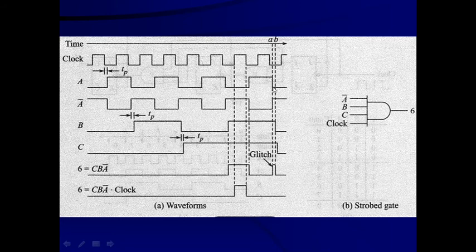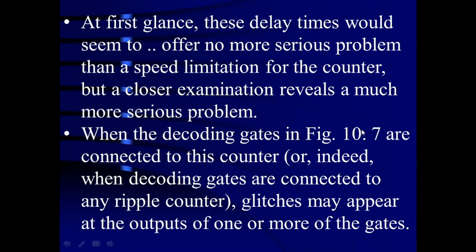Because of this, there is a brief instant of time when A bar is going to be high, B bar is going to be high, and C bar is going to be high. So B does not become low prior to A bar becoming high, and hence a negative edge is going to occur.